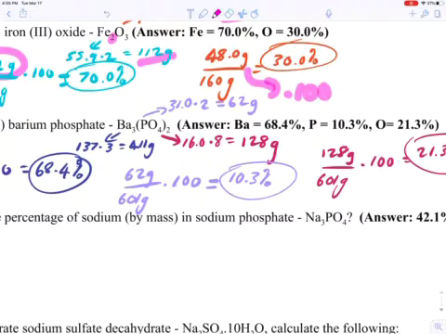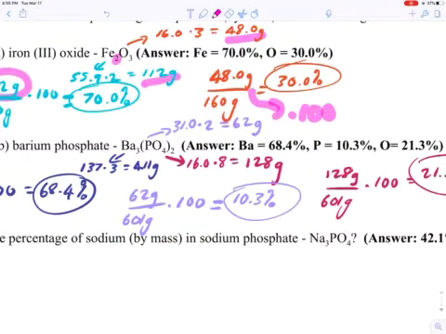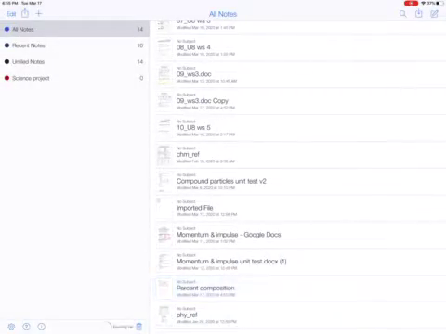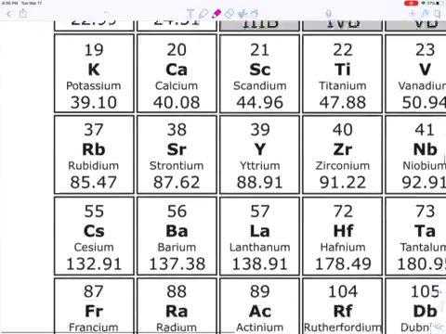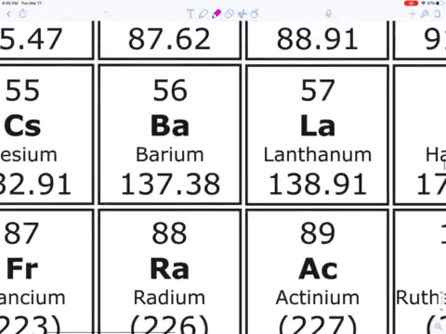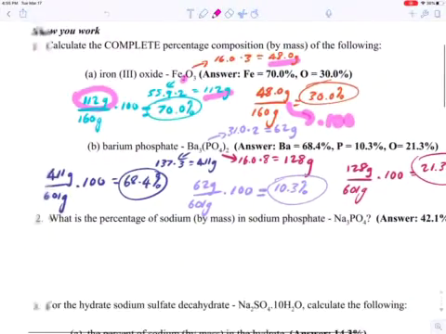Okay, the next one, we've got kind of a complicated formula here for this compound, barium phosphate, Ba3(PO4)2, with a subscript of 4 and a 2. So let's look at each element separately. Barium has got a mass of 137, and as I said earlier, I'm just going to not round that up. It's actually 137.38, but we're just going to keep it in 3 significant figures, which will work for us here.